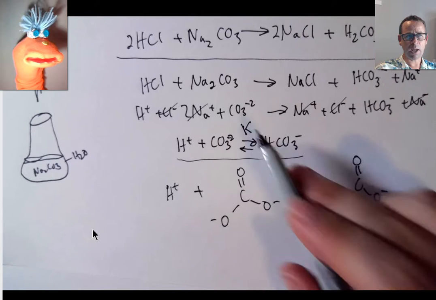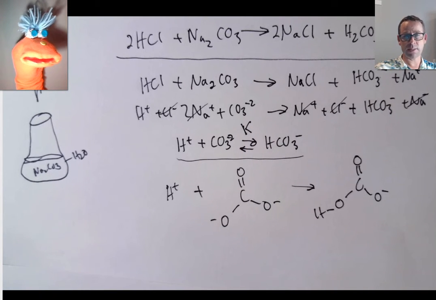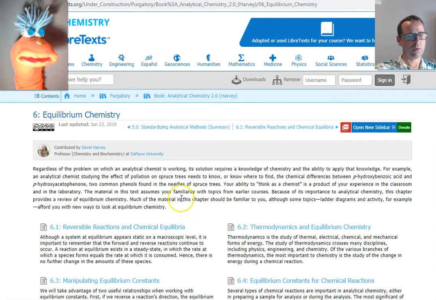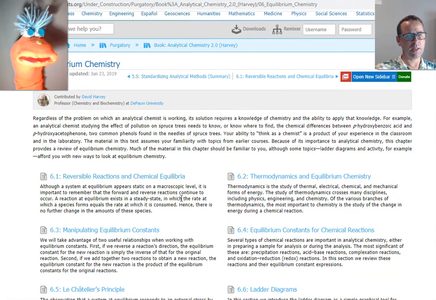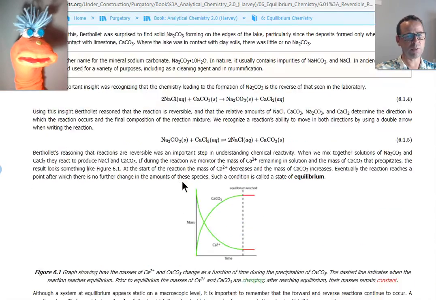Can we find that K? How would we find that K? Is it in the book somewhere? Yeah, it's probably in the back of the book. They had a nice table for Ks. Let's go find it, okay? So here I am at the table of contents. Let's go into our equilibrium chemistry chapter. All right. And then if we look into the reversible chemical equilibrium section here, I think that we'll be able to find it.